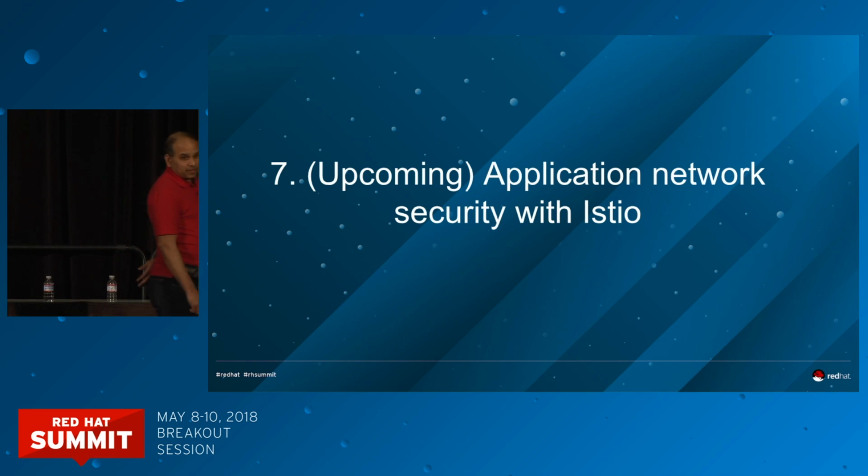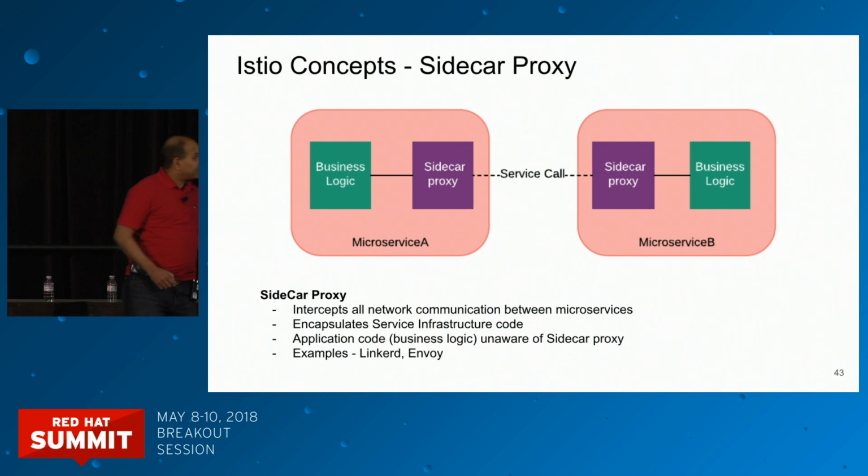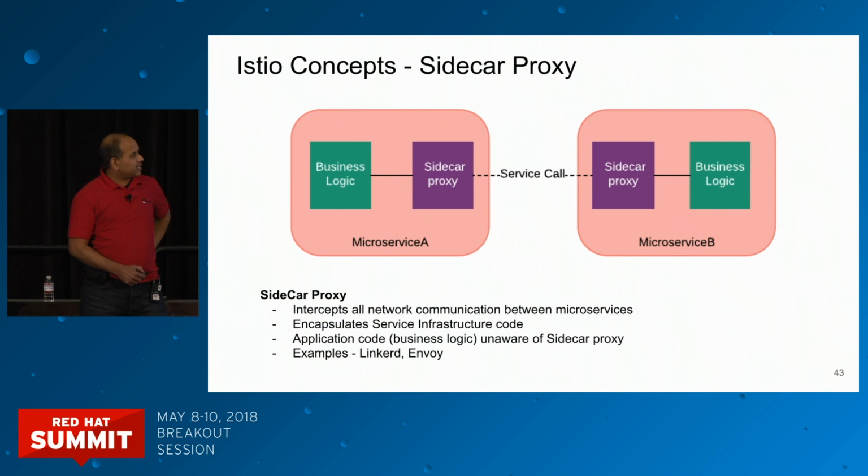What else is coming up? In the area of application security, you would have heard this term Istio quite a few times in the past couple of days, right? Istio also has things to offer in the area of network security. And let's talk about it briefly. We have 10 minutes. OK, that's good. So the way in which Istio works is it uses a pattern called sidecar proxy.